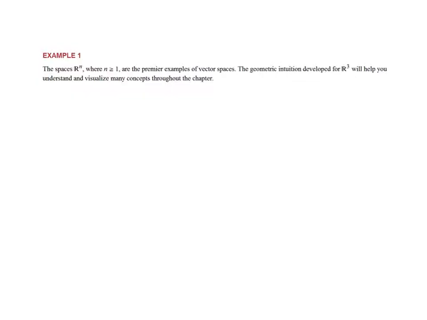Okay, and the first one is one that we've seen the most often in this course, and that is Rn. The space Rn is, they call it the premier example of vector spaces. The geometric intuition developed for R3 will help you understand and visualize many concepts throughout this chapter. Basically, R3, R4, R5, any ordered set of numbers satisfy the 10 axioms and is considered a vector space. That's what example 1 says.